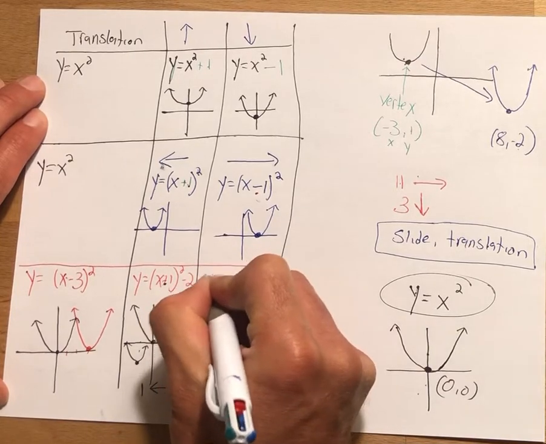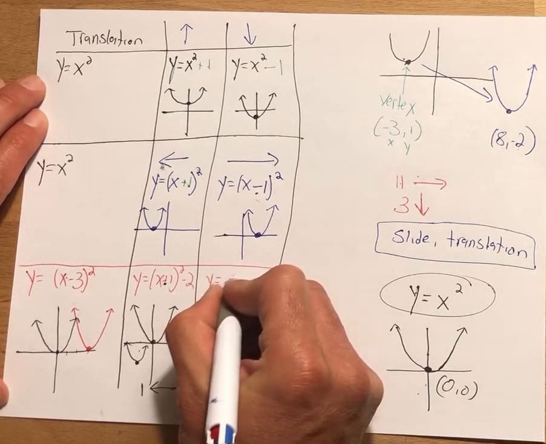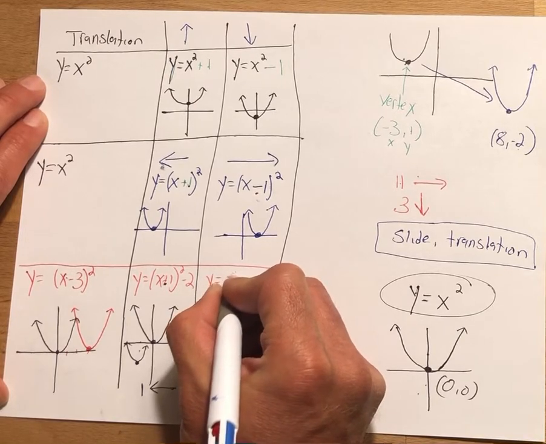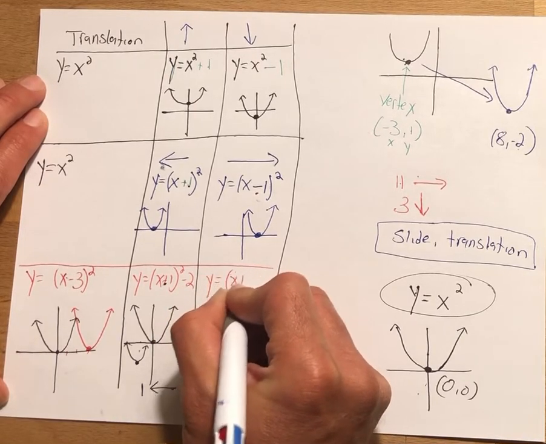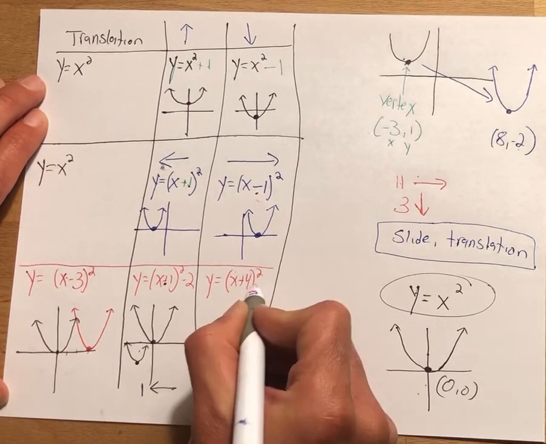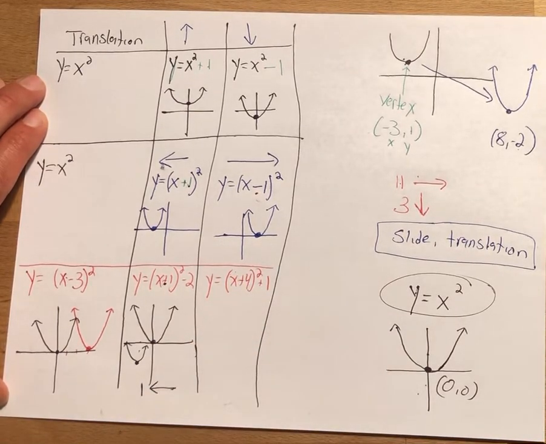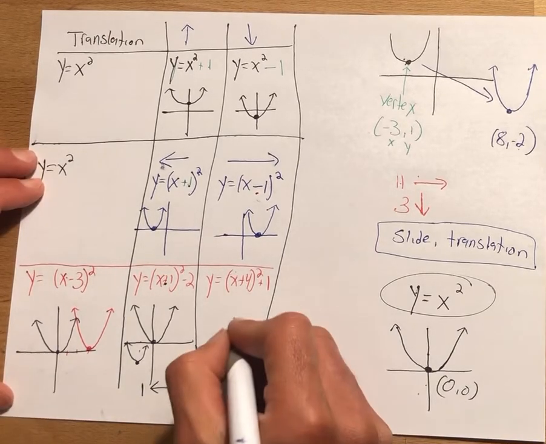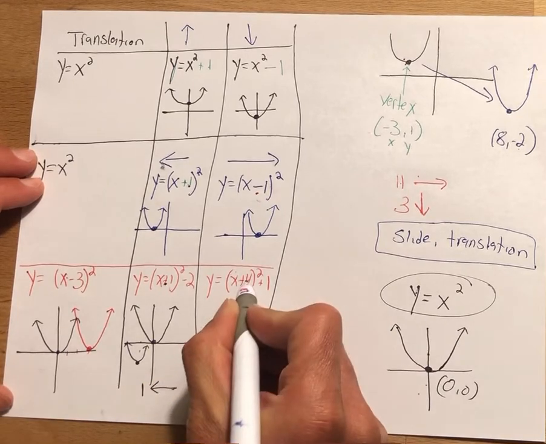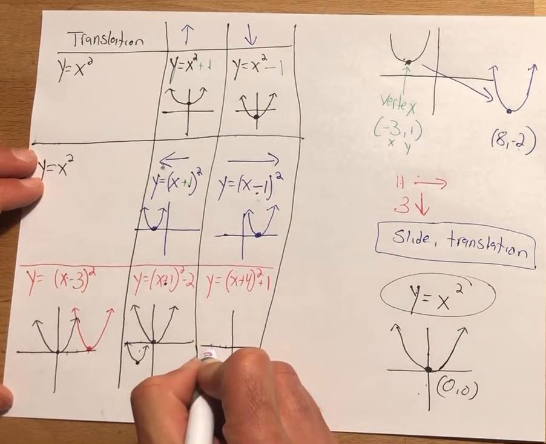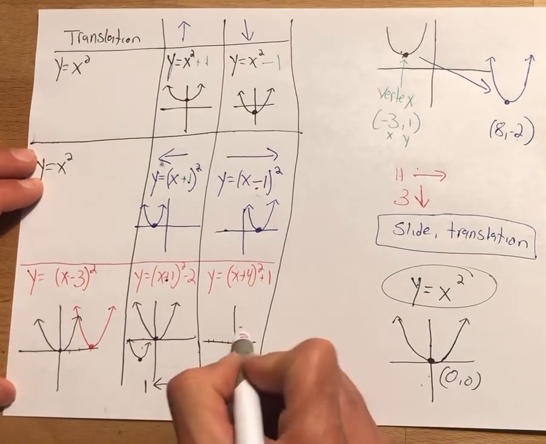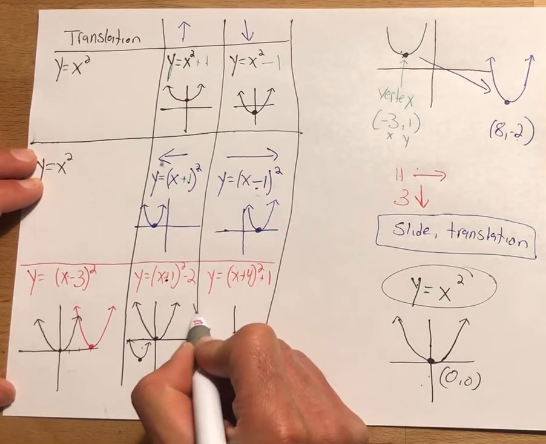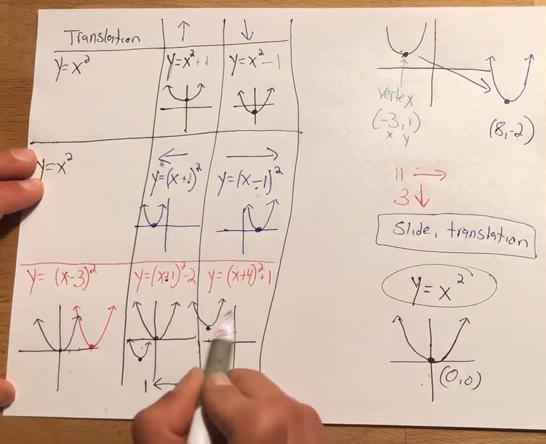Let's see if you guys can graph this. Let's try y equals, let's say, x plus 4 squared plus 1. Pause the video and see if you can graph that real quick. Okay, if you paused the video, you should have gotten a graph that looks like this. This moves 4 units to the left, 1, 2, 3, 4, and 1 unit up, right here. So here it is, right here.